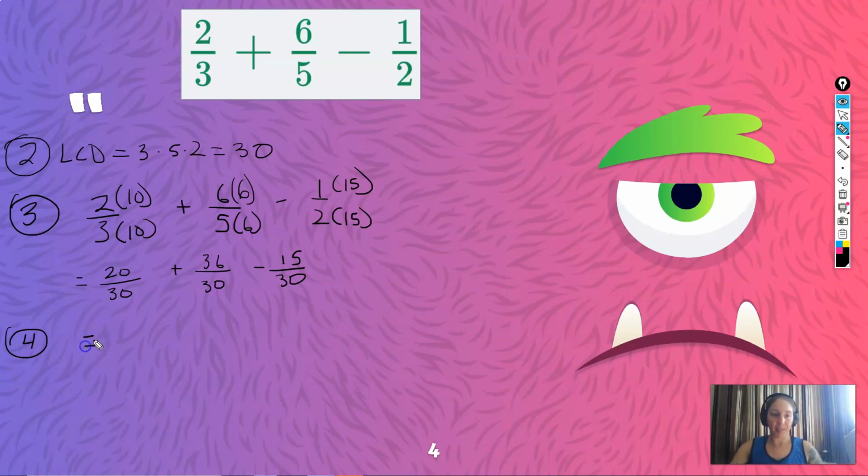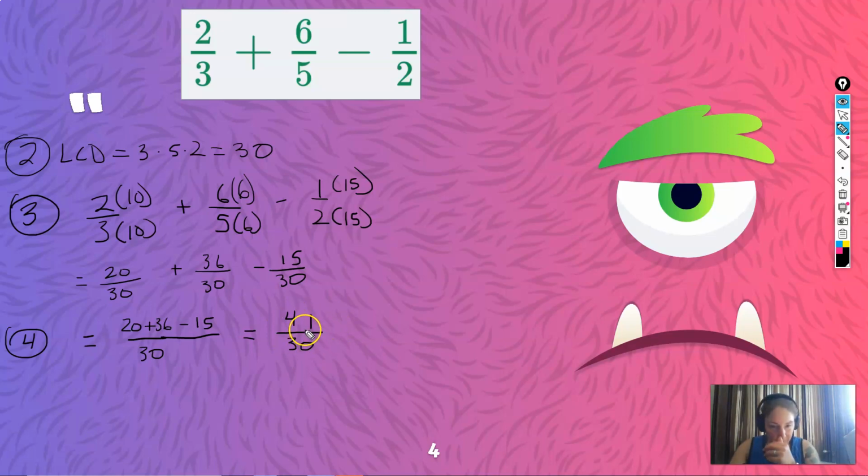So this whole thing is going to equal, let's see, 20 plus 36, that'll give us 56, minus 15. So this is what's happening now. We're doing 20 plus 36 minus 15. Now we just get to combine all the numerators over the one denominator, right, because all the denominators match. So 56 minus 15, that'll be 41 over 30.